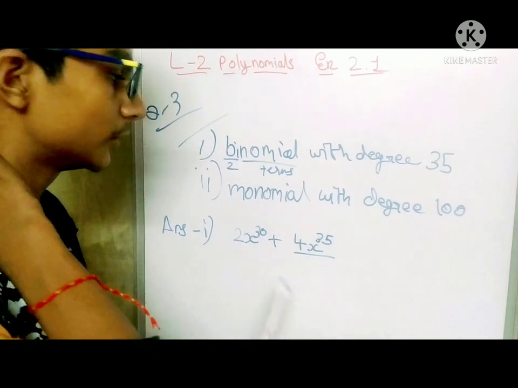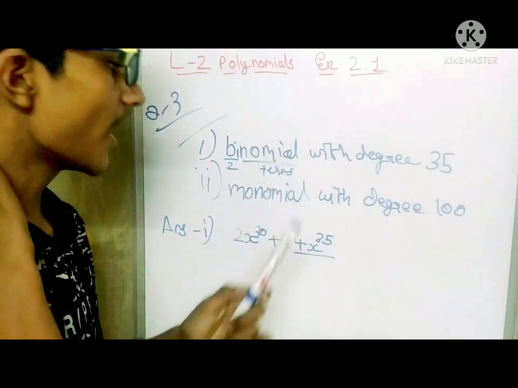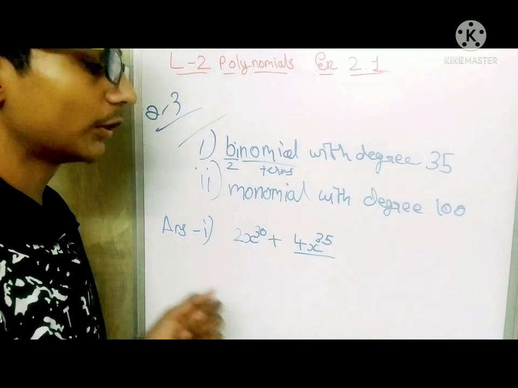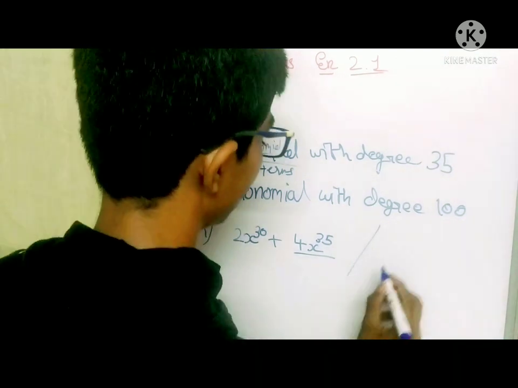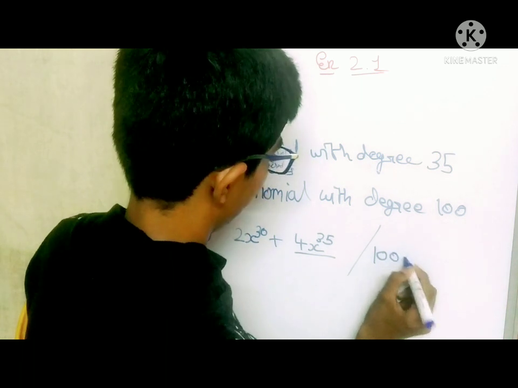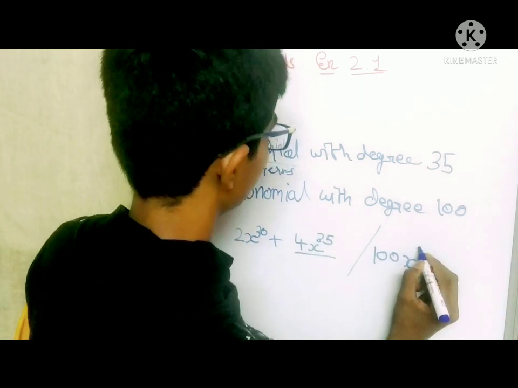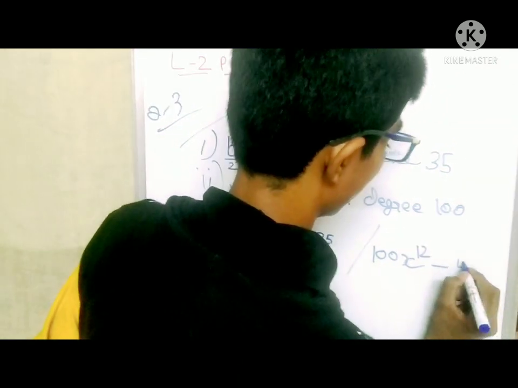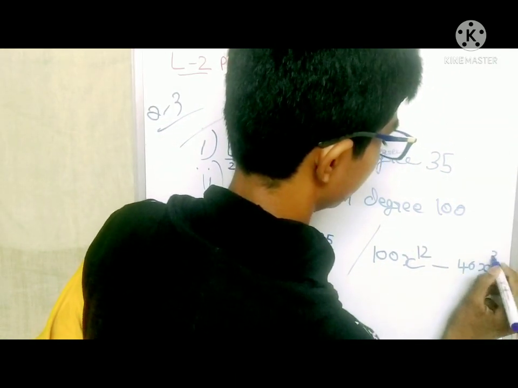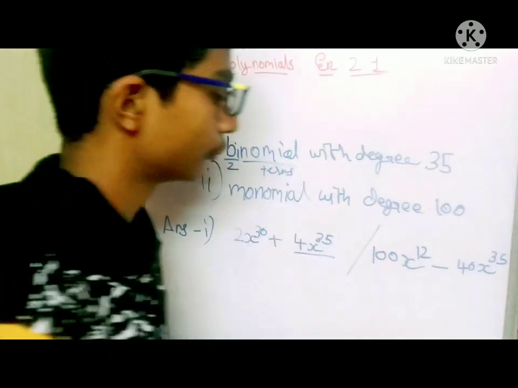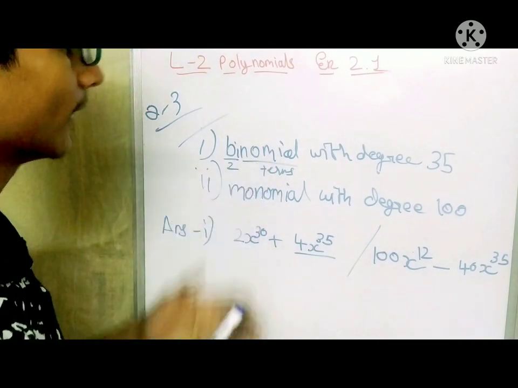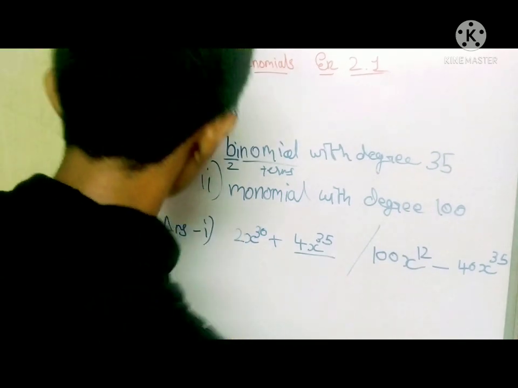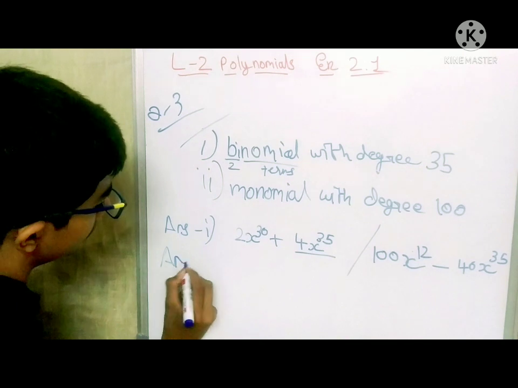You can write any other, because in question 3 you have been asked to give an example of a binomial with degree 35. So whatever example you get, like another example is 100x^12 minus 40x^35. So whatever example you get in your mind you can write, but it should be a binomial with degree 35.